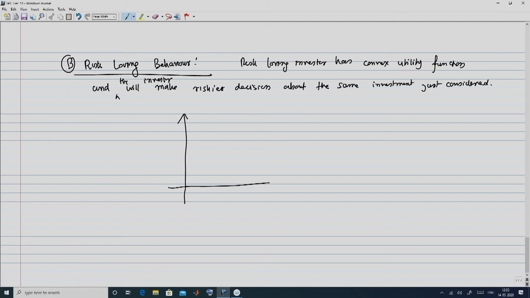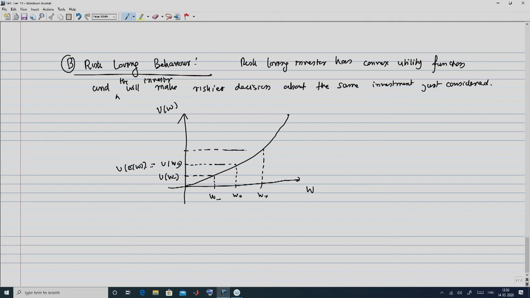So, let us look at this graphically again. So, this is W, U of W, and it is a convex function. Now, this is W minus, so correspondingly I will have U of W minus. This is W naught. So, this is going to be U of W naught, which is nothing but the utility of the expected wealth as before. And this is W plus, so this is going to be the utility of W plus.